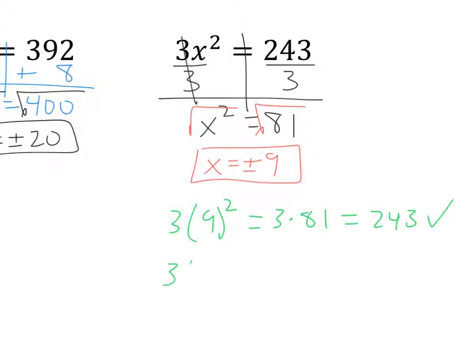We could also do 3 times negative 9 squared, and that equals 3 times, well, negative 9 squared also equals 81. If you're plugging that in your calculator, make sure you put the parentheses around the negative so that your calculator knows to do that operation first. Then 3 times 81 still gives us 243. So we have checked our solutions, and they both work.